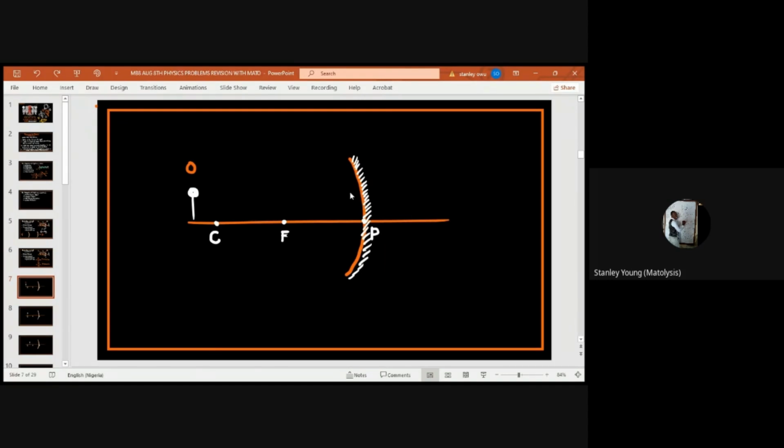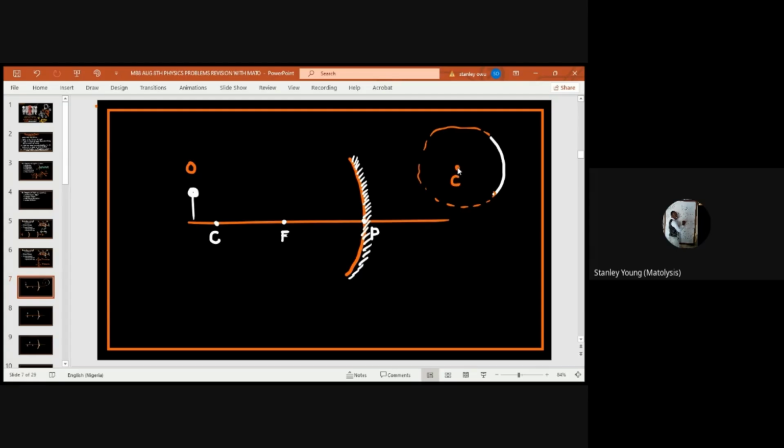Then if the mirror were to be a complete sphere, if we were to make it a complete sphere, we expect it to have a center, right? If this mirror were to be a complete sphere, it's expected to have a center. So that center is called the center of curvature.